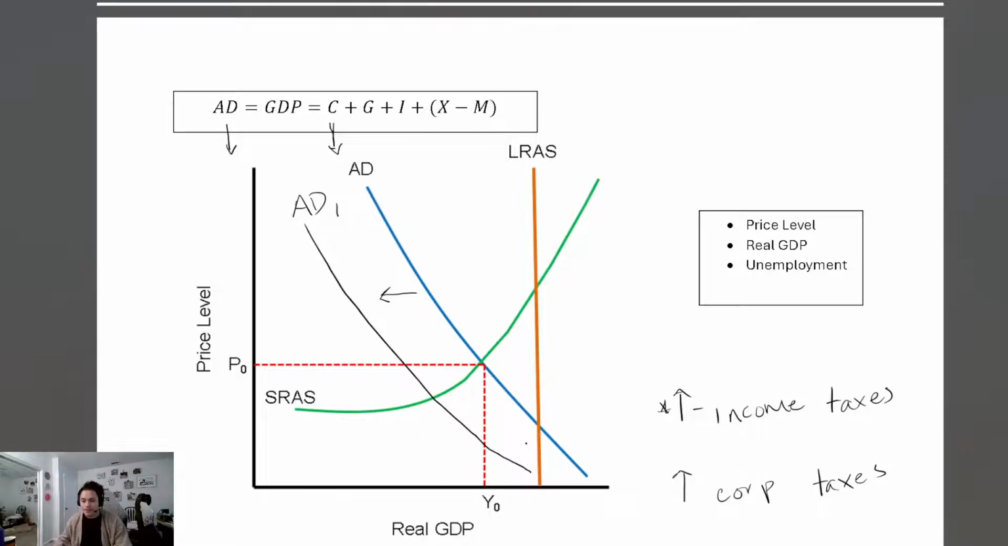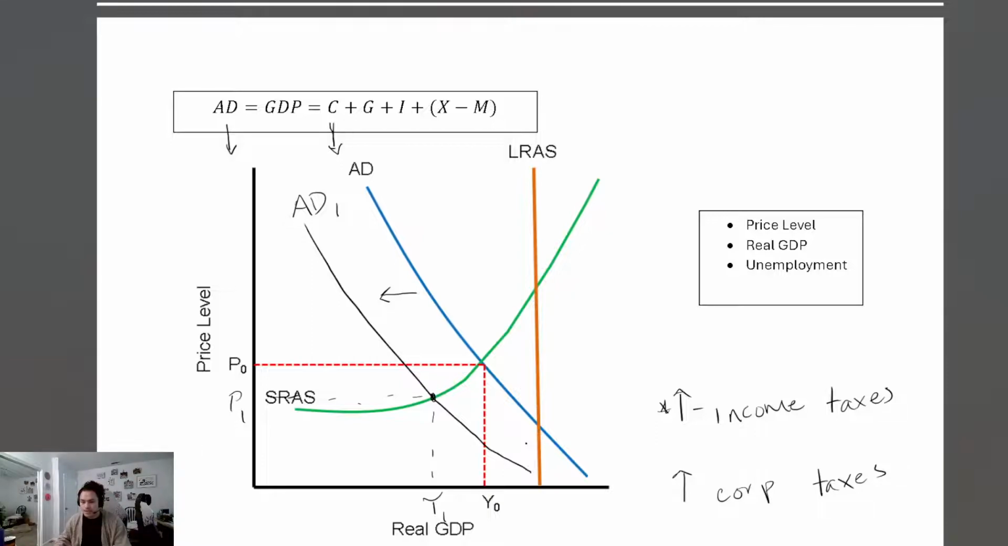Here's my new AD1. I identify my new equilibrium point, and I get my new equilibrium price level and my new equilibrium output level. And so what we're trying to do with these contractionary policies is cut back, scale back the economy or slow it down.